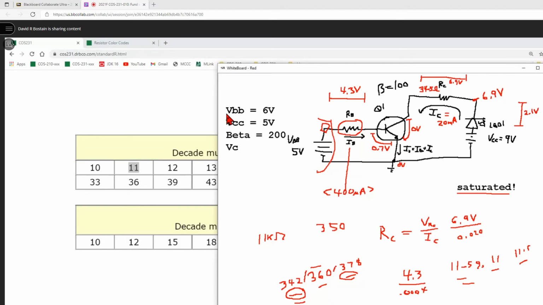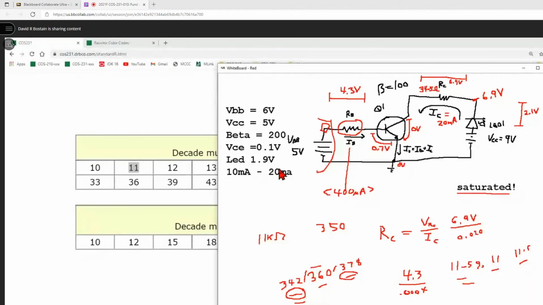Make VCE, which is the drop across here where we said assume 0, if I tell you otherwise, just assume it is a 0.1 volt drop. Make the LED's current values be between 10 milliamps up to 20 milliamps instead of the one we've been doing. I think that was all the assumed values, and I think I've changed them all now for you. Then work out the problem and see if you can figure out what the resistors are.